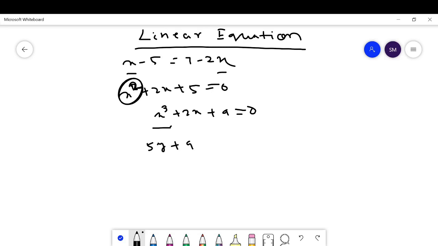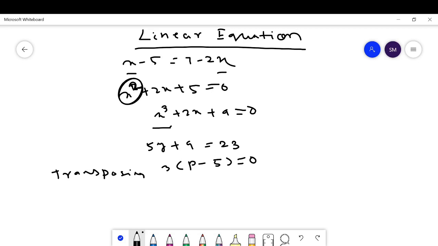5y plus 9 is equal to 23 is a linear equation. 3 into p minus 5 is equal to 0 is a linear equation. Okay, then let us solve some problems. How can we solve a linear equation? We solve it by the method of transposing.